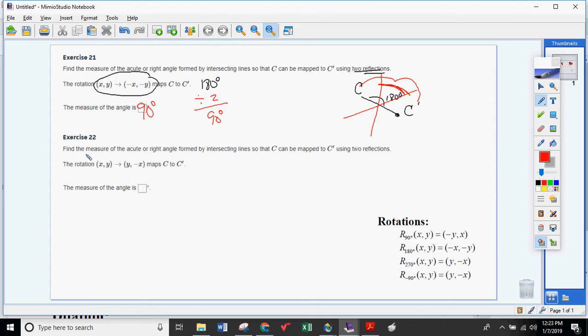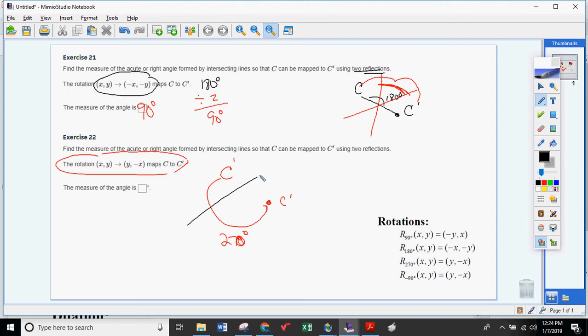Similar down here to number 22, find the measures of the acute or right angle formed by intersecting lines so that C can be mapped to C prime using two reflections. This rotation gets the same results. And when I look at that rotation, that's a rotation of 270 degrees. So here's C. 180 degrees would be directly below. 270 degrees would be another 90. So here's C prime. So to go from here to here is 270 degrees.